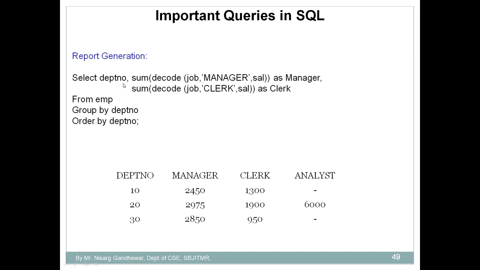So select department number comma sum. If you remember the syntax of DECODE, in this case we need to provide the values. If job equals manager, then it returns the salary, meaning it will add the salary of all managers who belong to department number 10, because in this case we are grouping based on department number. Select department number from employee, group by department number.